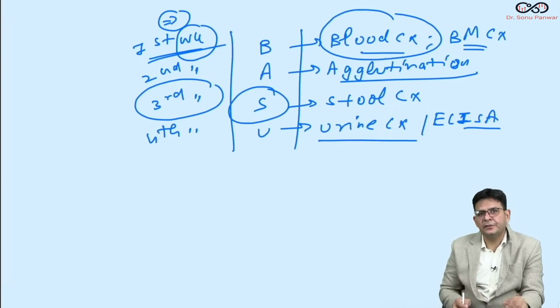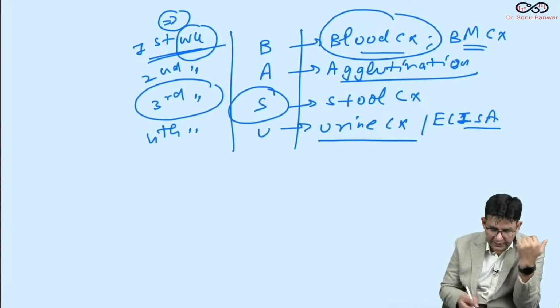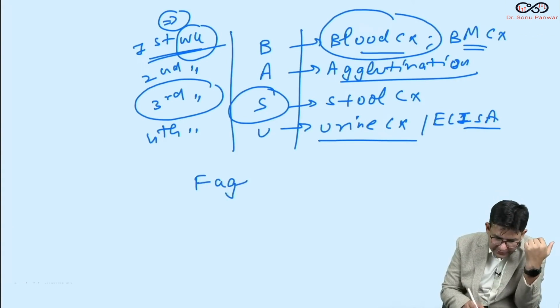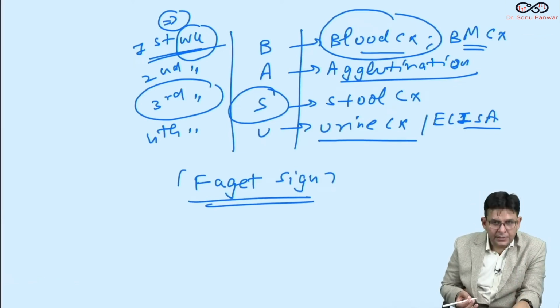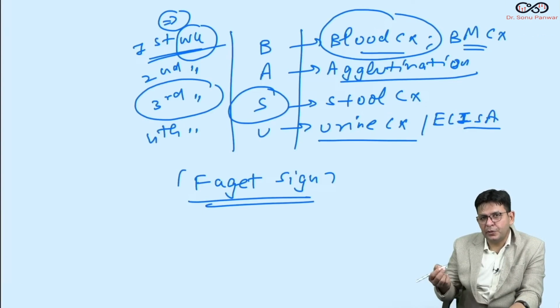So what is the mnemonic for this? Another question which can come here is this particular Faget sign. Faget sign is relative bradycardia, you know. Step ladder pattern, rose spots, pea soup diarrhea, they all are features of what? Salmonella typhi, typhoid fever. And what is the incubation period, guys?